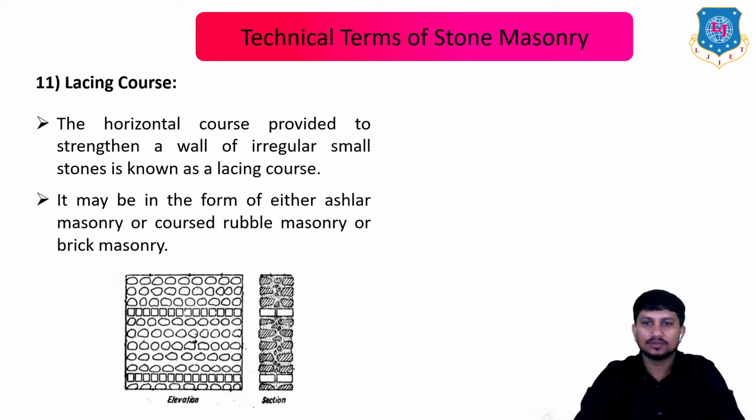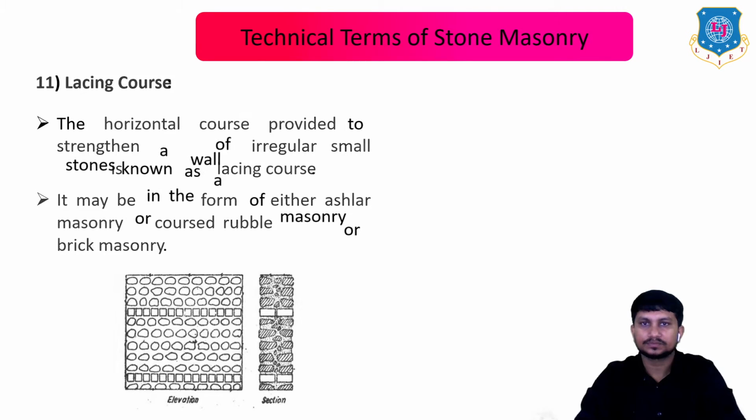Next is lacing course. The horizontal course provided to strengthen a wall of irregular small stones is known as lacing course. You can clearly see the number of layers of this wall stones. Okay, it may be in the form of either ashlar masonry or coarse rubble masonry or brick masonry also. What is ashlar masonry? What is coarse rubble masonry? We will see in the next minutes.